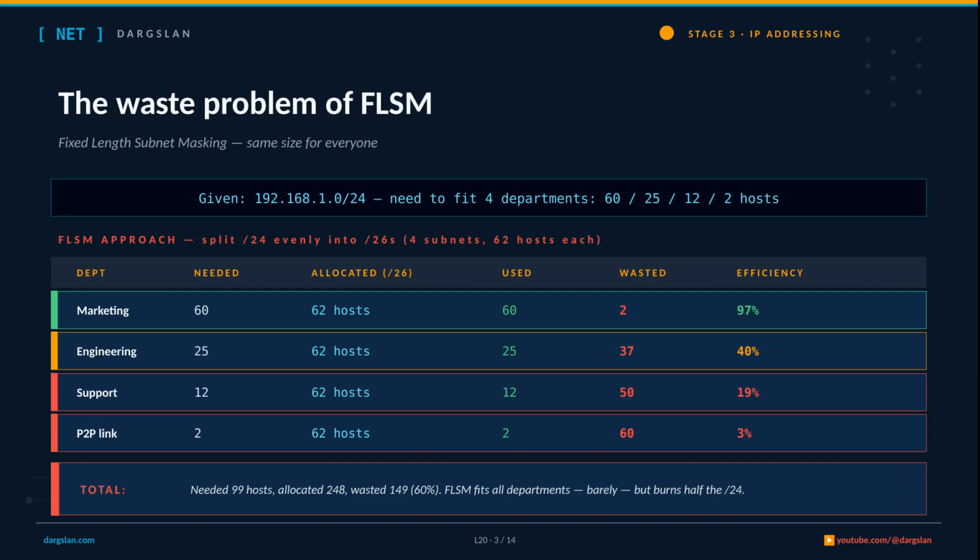Marketing fits beautifully at 97% efficiency, but engineering wastes 37 addresses. Support wastes 50, and that tiny point-to-point link, it burns 60 addresses to carry just 2 hosts, 3% efficiency. Added up, we needed 99, allocated 248, and threw away 60% of our address space. It works, but barely, and at a steep cost.